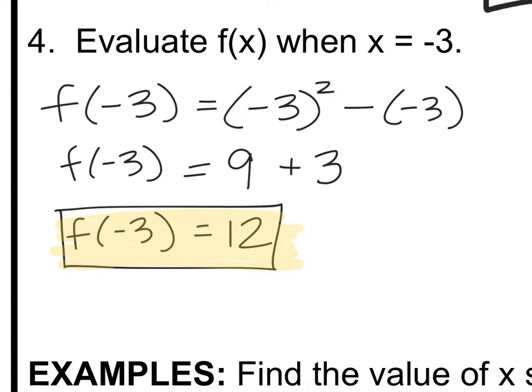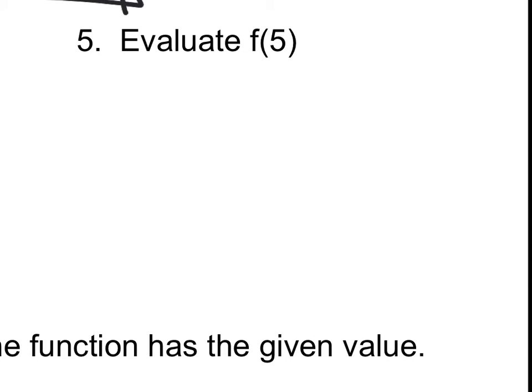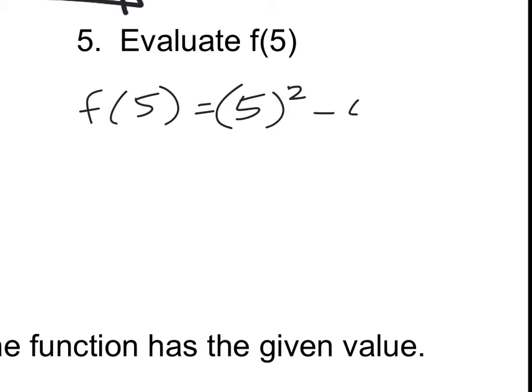This is function notation. We're doing the same thing, but we're using 5 this time. So f of 5 equals x squared minus x. So 5 squared minus 5.